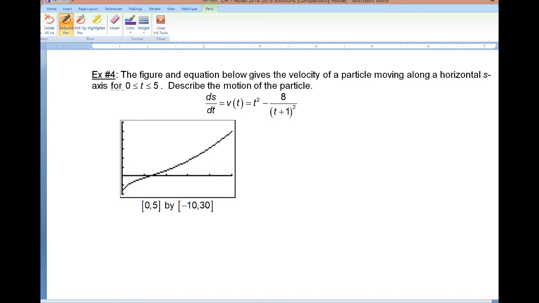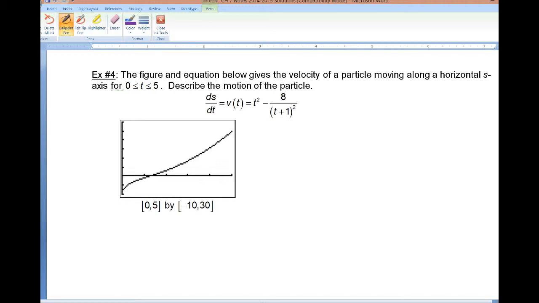All right, let's do this one though. I want to get through all the examples that we have. This one is a calculator problem, so I just want you to be able to interpret. So another particle motion. Describe the motion of the particle. In other words, when is it going to the right, when is it moving to the left, and when is it stopped? What is drawn here is the velocity.